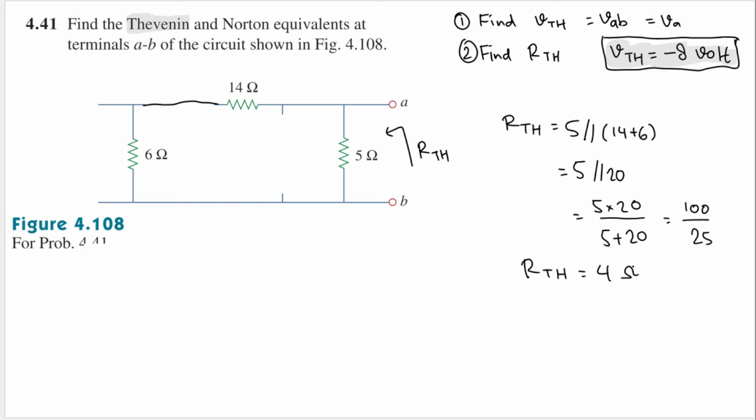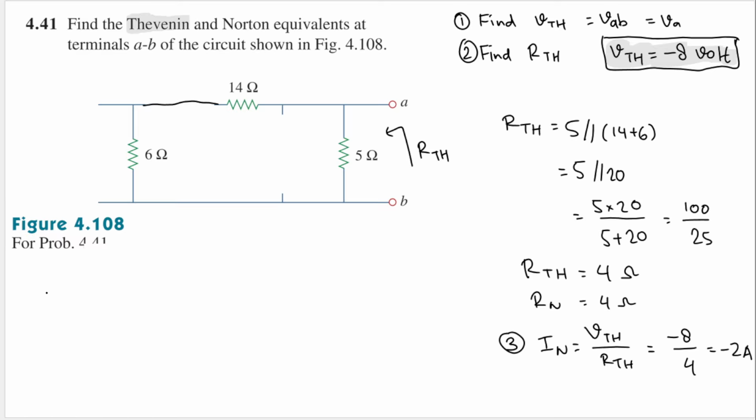And remember that the Thevenin resistance is also the Norton resistance. So I'll have 4 ohm here. And then the final piece that we need to find out is the Norton current. But the Norton current is just the Thevenin voltage divided by the Thevenin resistor or the Norton resistance. That is the same. So VTH is minus 8, so I'll have minus 8 divided by 4. So IN is minus 2 ampere, right?